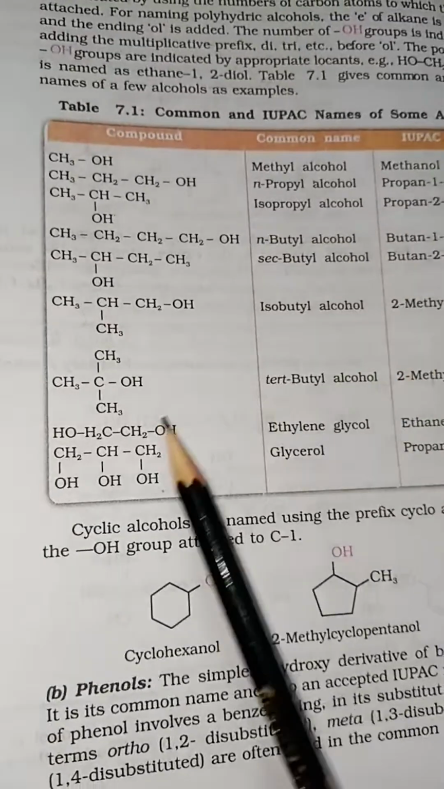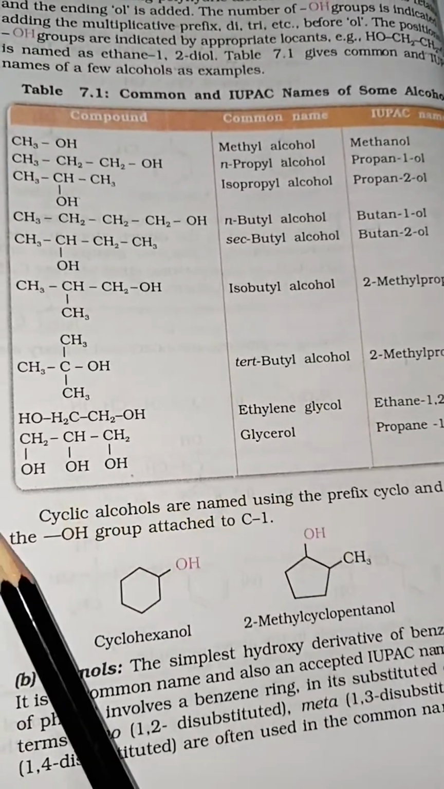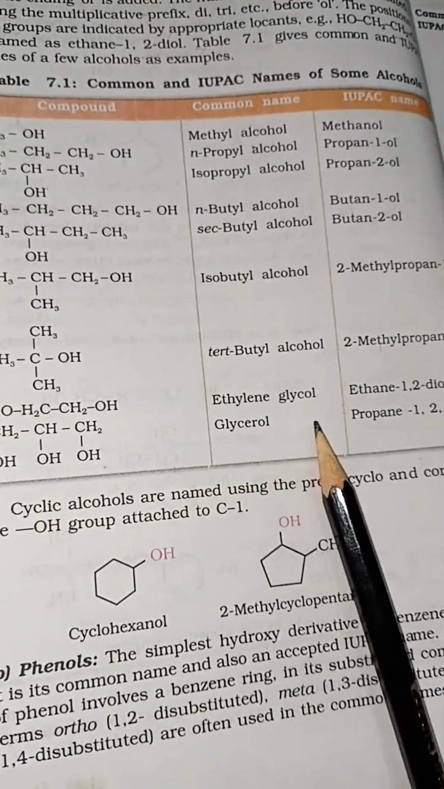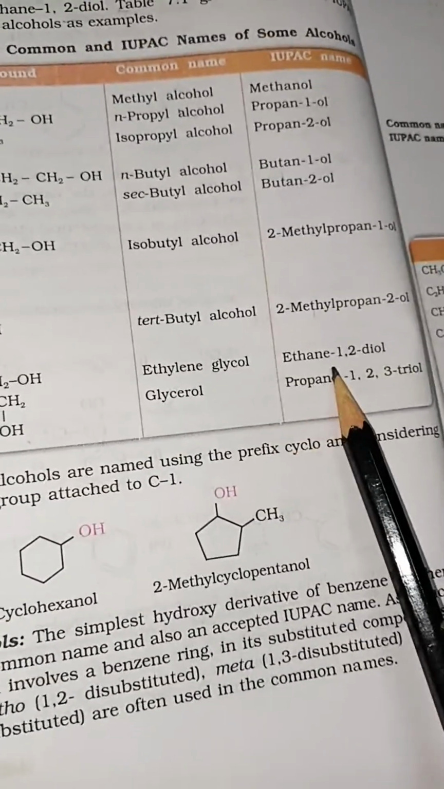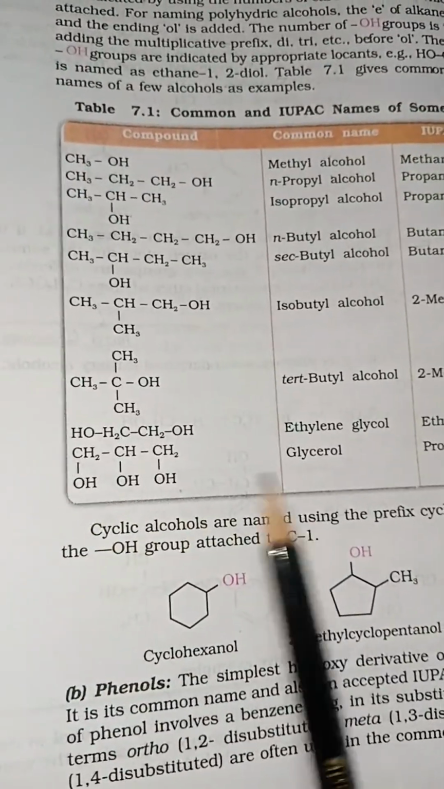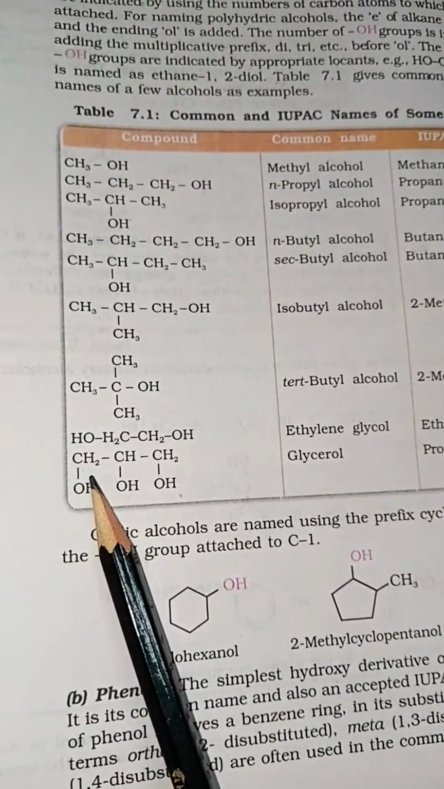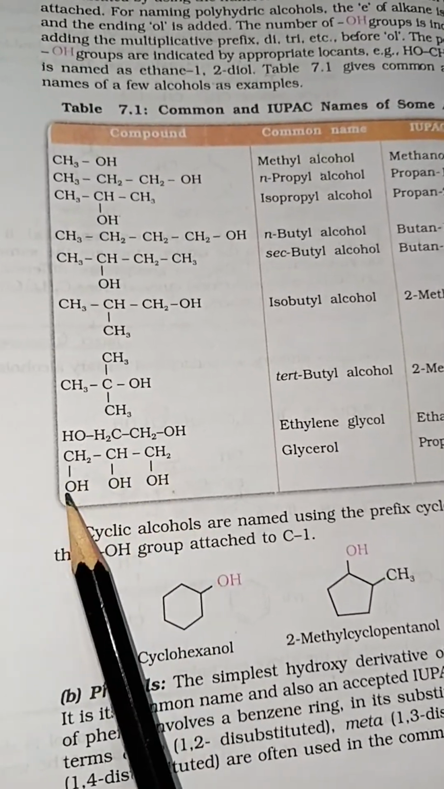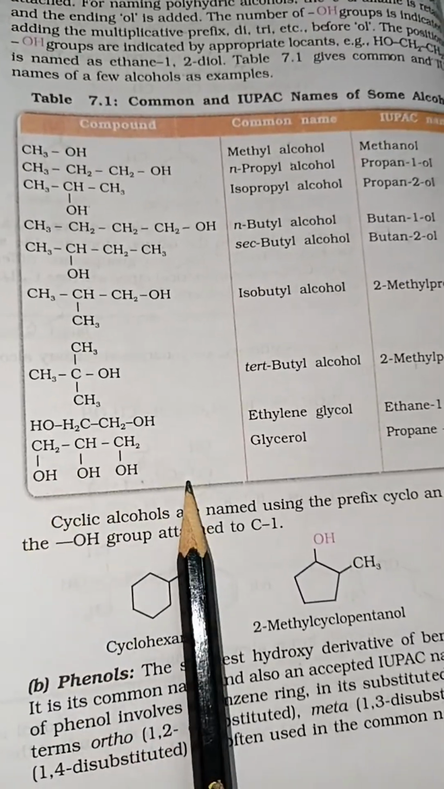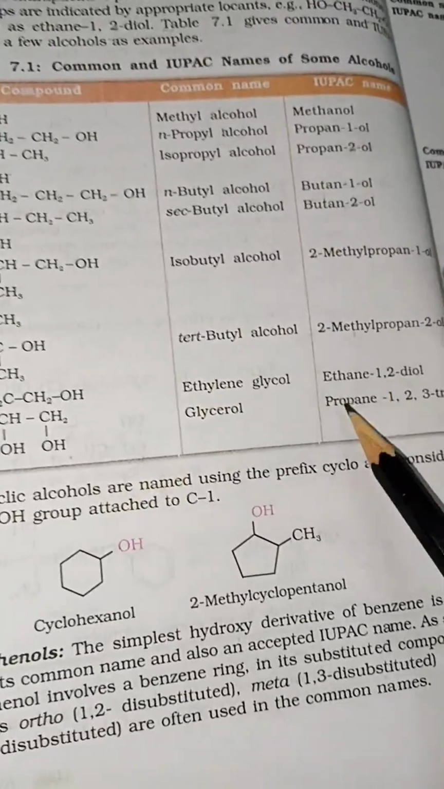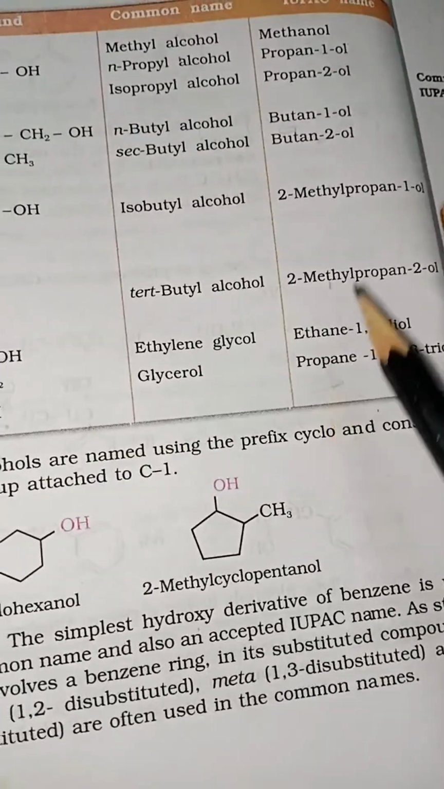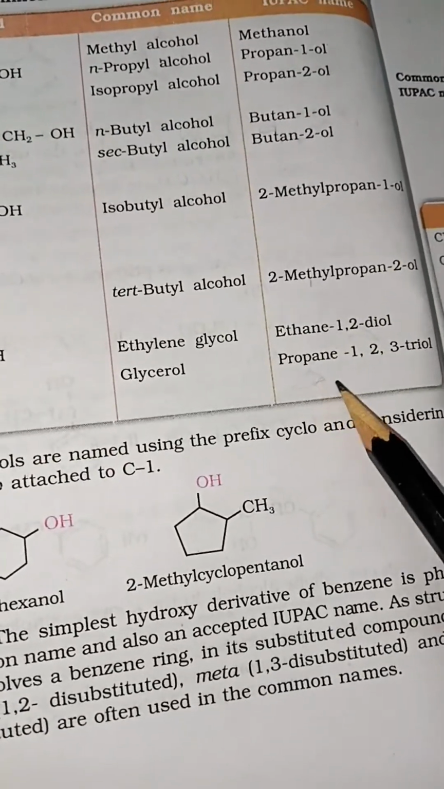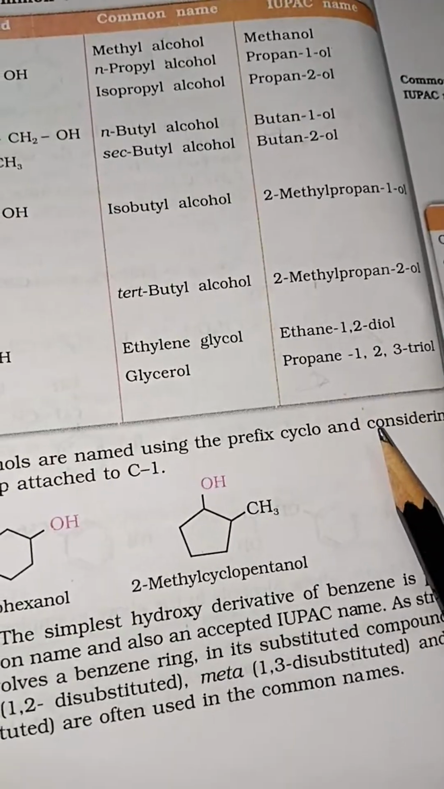Okay, so you can learn that ethylene glycol is ethane-1,2-diol. And this is glycerol, CH2OH CHOH CH2OH, and its IUPAC name is propane-1,2,3-triol.